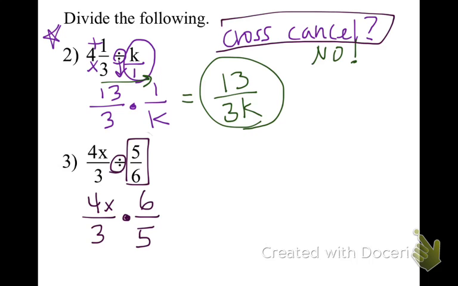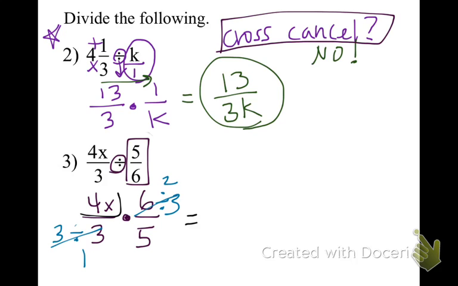Can I cross cancel? Well, let's see. If I look this way, I have 3 and 6. And I've learned before, 3 times 2 is going to give me 6, so I know I can cancel those. So I divide by 3, cancel out, get 1. Divide by 3, cancel out, get 2. Let's check here. 4 and 5, can I cross cancel anything? No, I can't. So now let's just go and multiply straight across.